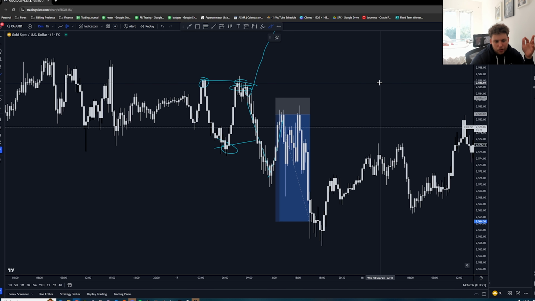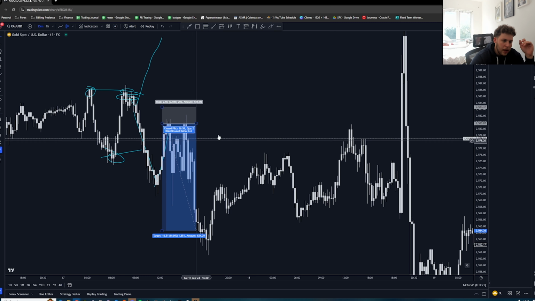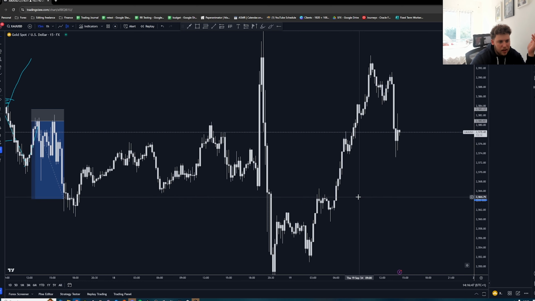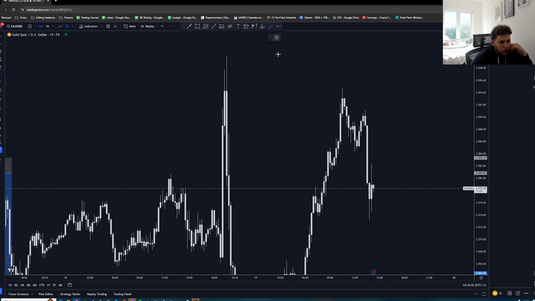Obviously, I have my entry models. If you want to learn that, as I said, link to my Telegram or whatever. But that's another example where you want to just sell where it makes sense. Same again here. You wouldn't want to sell till it gets into like this area now.